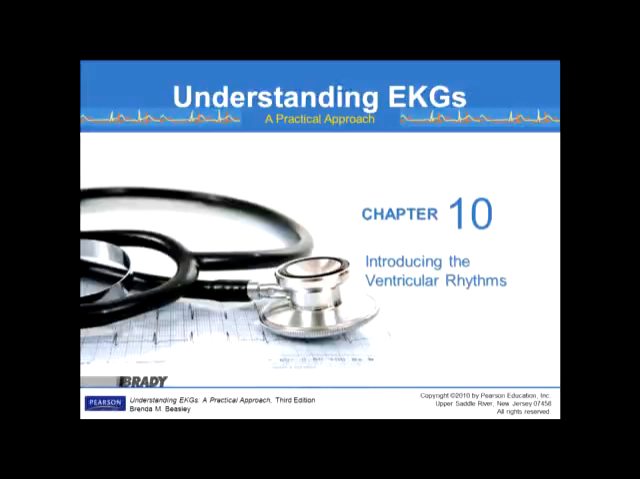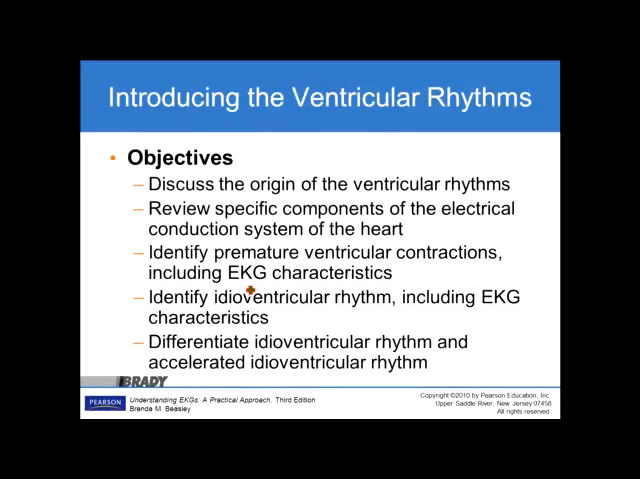This is going to be Chapter 10, Understanding EKGs, and this is going to be introducing ventricular rhythms. Objectives. Discuss the origin of ventricular rhythms. Review specific components of the electrical conduction system of the heart. Identify premature ventricular contractions, including EKG characteristics. Identify idioventricular rhythms, including EKG characteristics. Differentiate idioventricular rhythms and accelerated idioventricular rhythm.